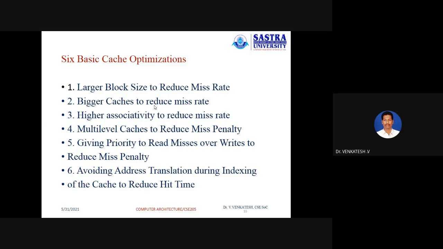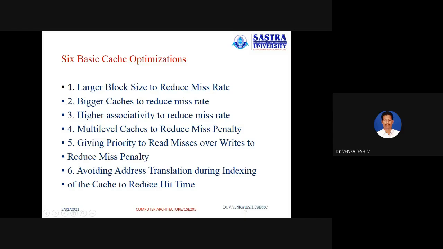Bigger caches means I can keep more blocks. So in that case also, we will call it n-way associative, and then set associative, 2-way associative, all those things. So whether we have one single set, or we have 2 sets or something like that, with higher associativity we are going to have a reduced miss rate, multi-level caches, all those things. But the only thing we are going to think about is the last one, avoiding address translation during indexing of the cache to reduce the hit time.